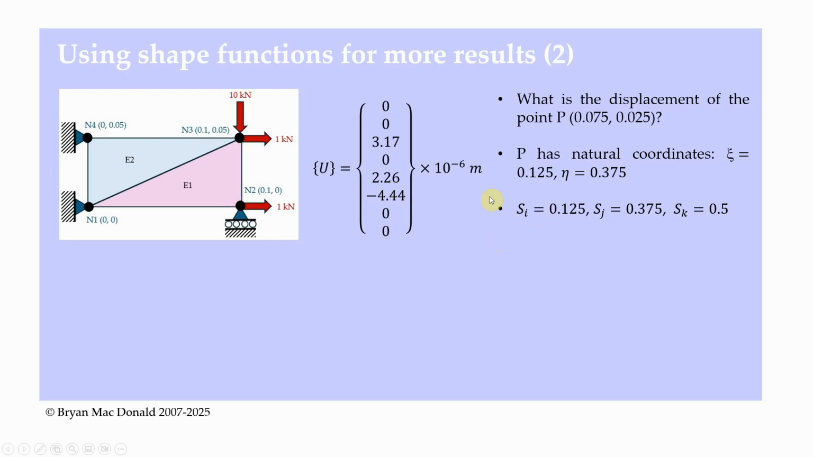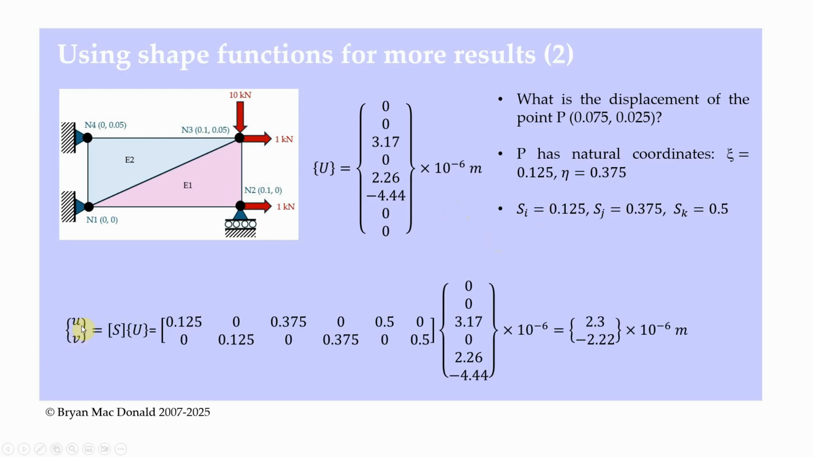Now that we know the shape functions at the point P, we can use our usual equation that says the displacement of that point is equal to S times U, where S is the shape function matrix. So we put in our Si, Sj, and Sk in there. And U is the nodal displacement vector. In other words, it's the list of the displacement of each node, which we have here from solving our FEA. So we know S and we know U, and we can multiply them together. When we do that, we end up getting that the x direction displacement of the point P, or the U displacement, is 2.3, and the V displacement, or y direction, is minus 2.22.